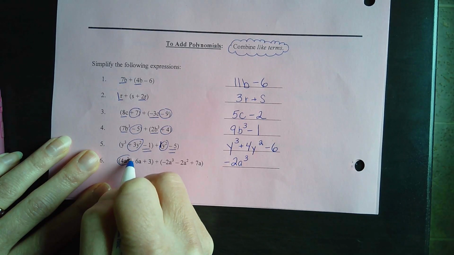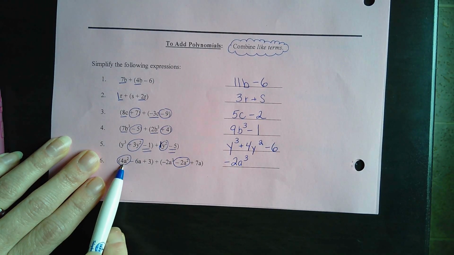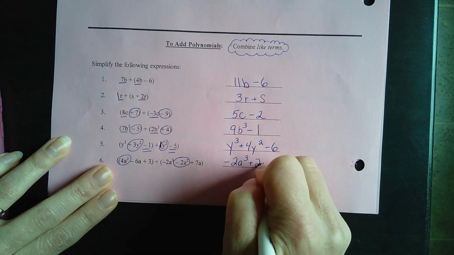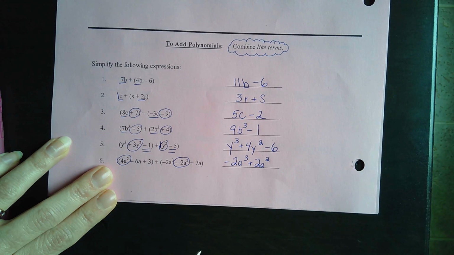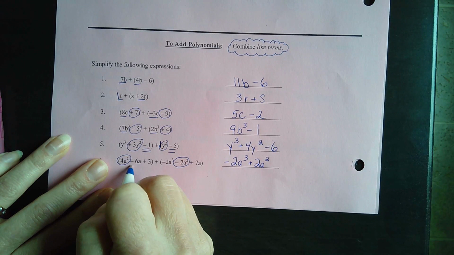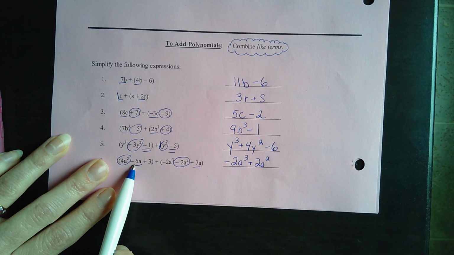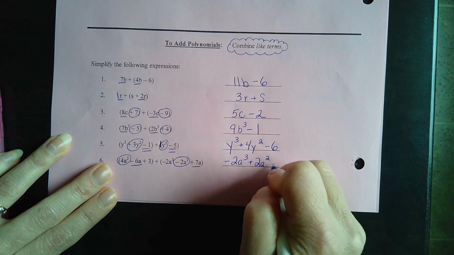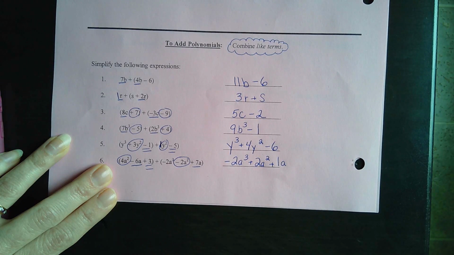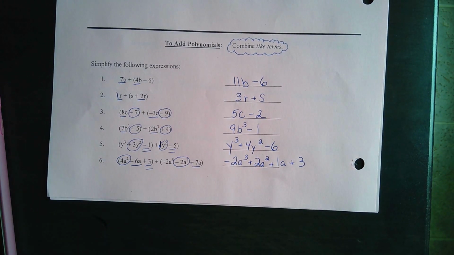Then I have some a squareds I can combine. 4a squared plus a negative 2a squared is 2a squared. Just use your calculator if you're not sure about adding the numbers. Our terms with a are like as well. Negative 6 plus 7 is a positive 1a, and there's nothing like our 3, so we simply bring over our plus 3.